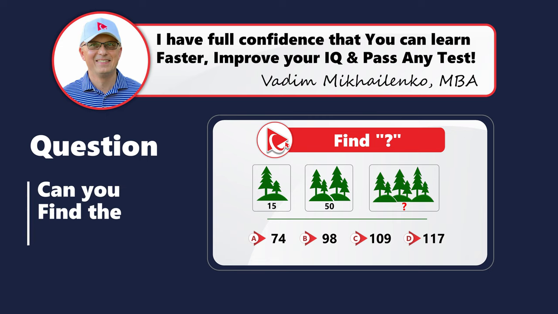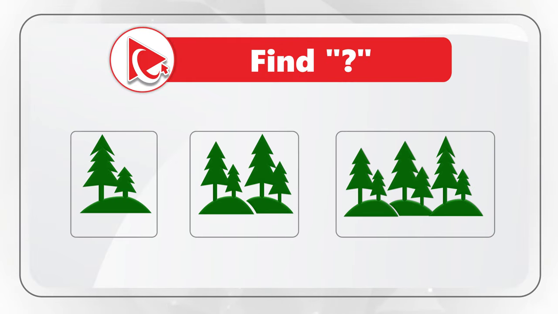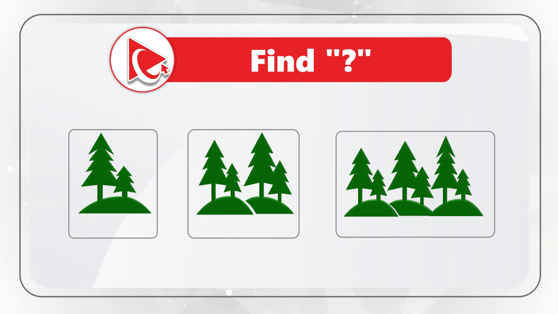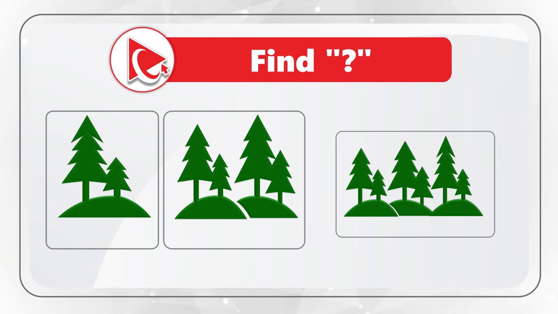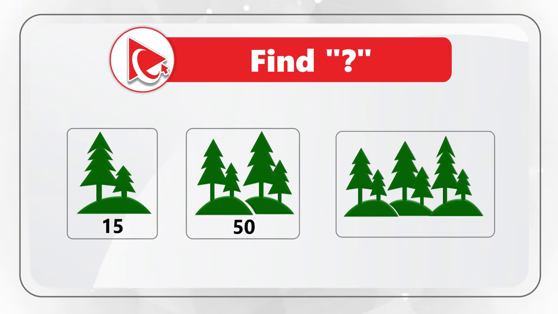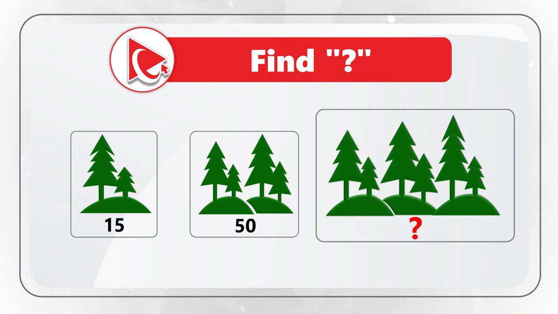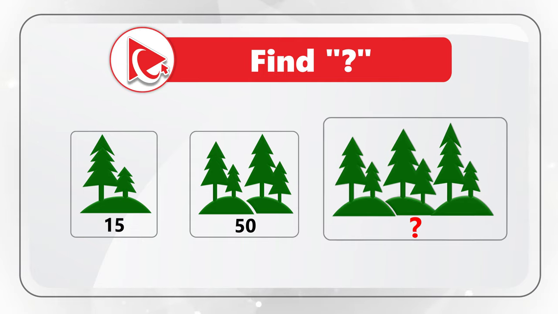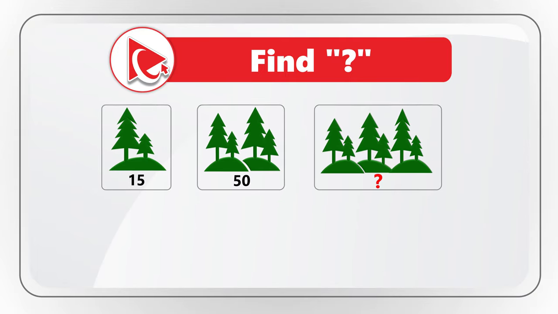Here's a tricky problem which you might find challenging to solve. You're presented with three images, and you need to find the missing number. All three images have berms and evergreen trees on top of the berms. First two of the images have numbers 15 and 50 at the bottom, and the third image is missing the number and instead has a question mark, which you need to calculate and select out of four possible choices.